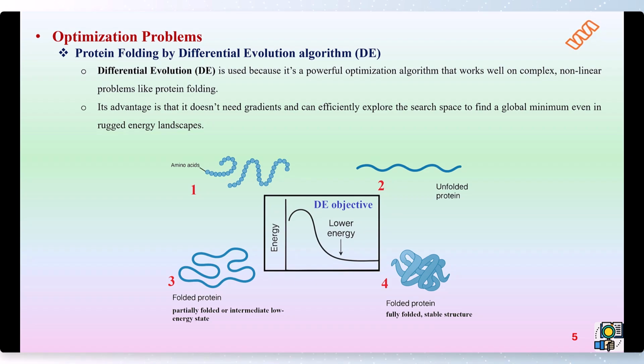Now in the figure, you can see in the top left, number 1, we have amino acids, which are the fundamental building blocks of a protein. In number 2, we can see unfolded protein, which is made of amino acids. In number 3, we can see folded protein, but actually it is partially folded. And number 4, it is folded protein properly, which is in its stable structure. And in the middle, you can see our objective function, which we are looking for the lower energy possible.